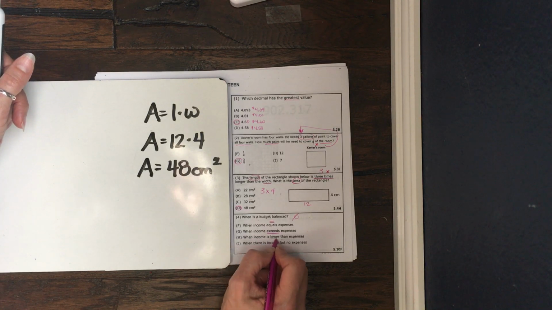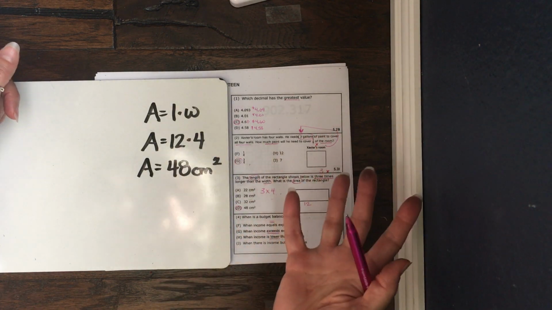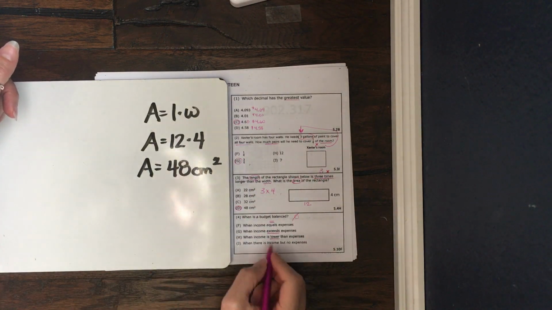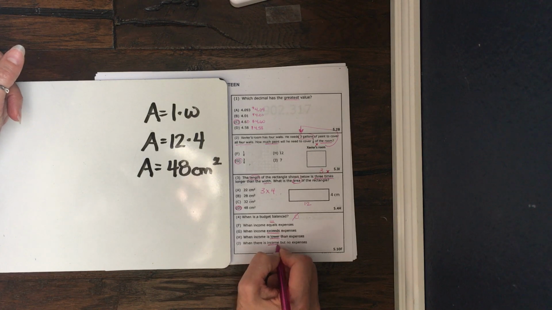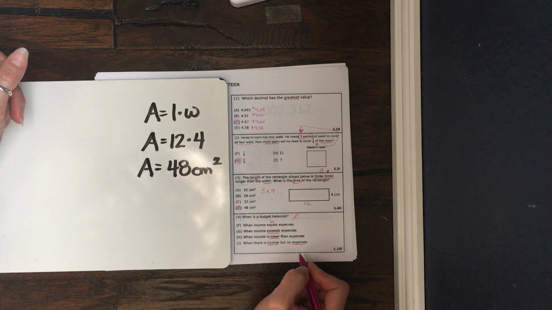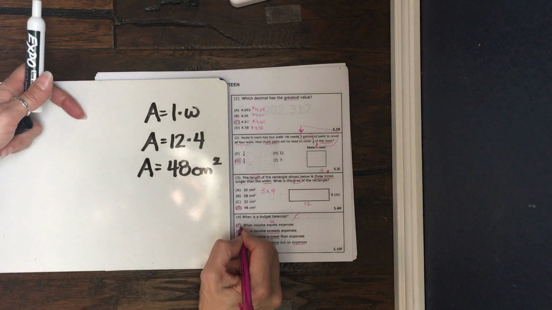If our income is lower, if what we make is lower than what we're buying, that's obviously not going to be a balanced budget. When there is income but no expenses, well, guys, if we're making money but we're not spending anything, then we're not going to have any kind of a budget in the first place. So obviously that's not a balanced budget. So our correct answer is going to be F.